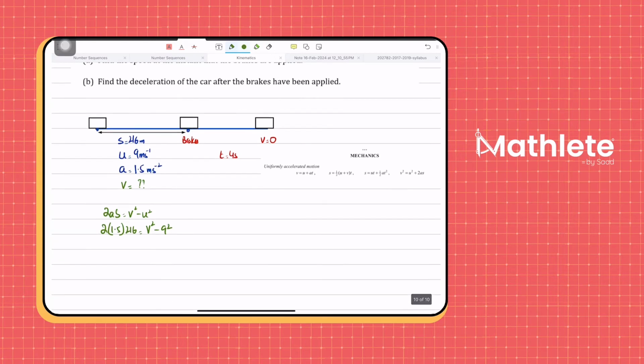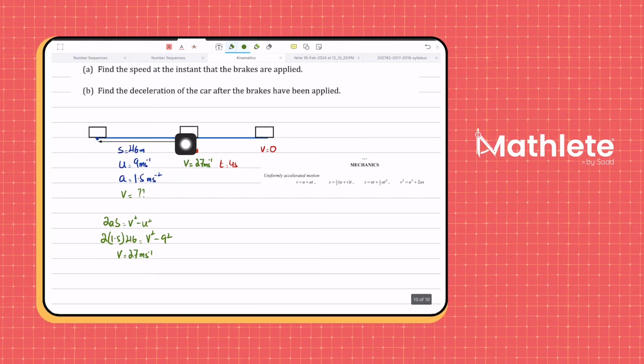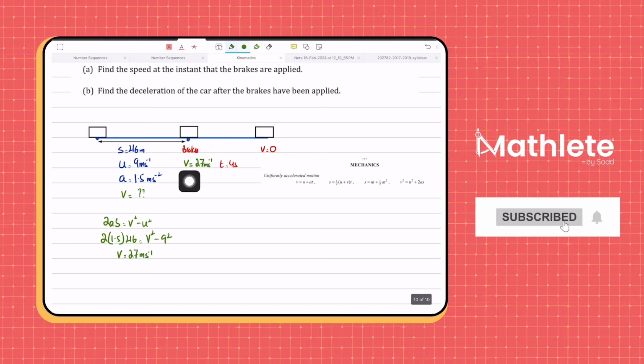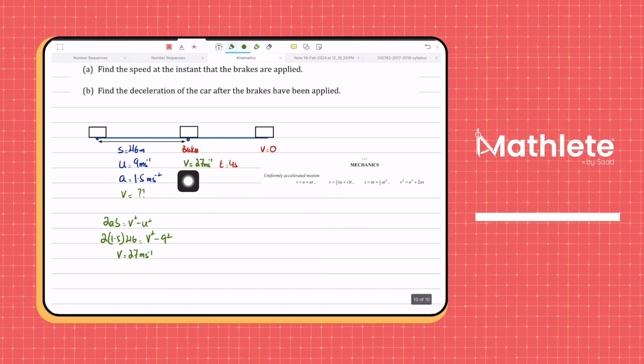Do not forget to take the square root. And if you do that, we get v is equal to 27 meters per second. What does that mean? That means just before the brakes are applied, the car is traveling at 27 meters per second. Now, 27 meters per second is basically the final velocity of the first part of the journey. What will it be of the second part of the journey from the point where brakes are applied? Think about it.